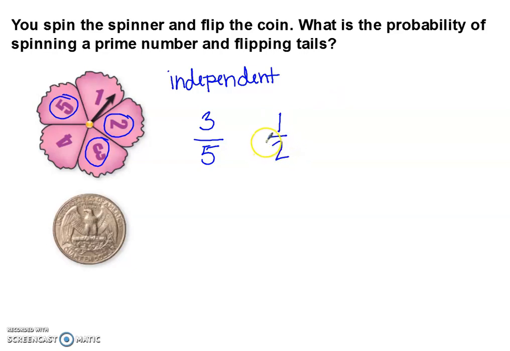To find their combined probability, we'll multiply. 3/10. 3 over 10.